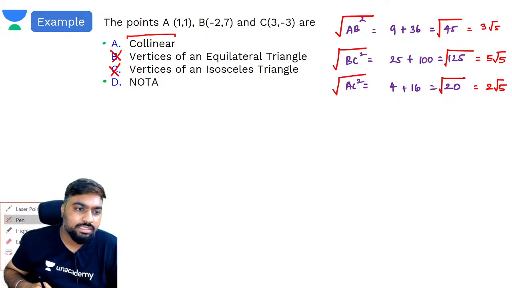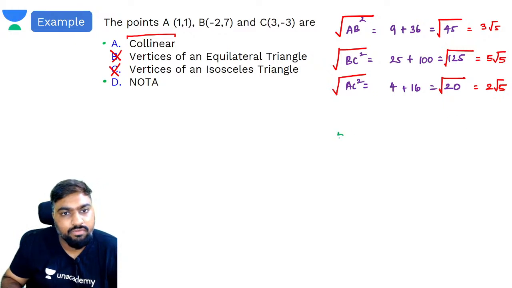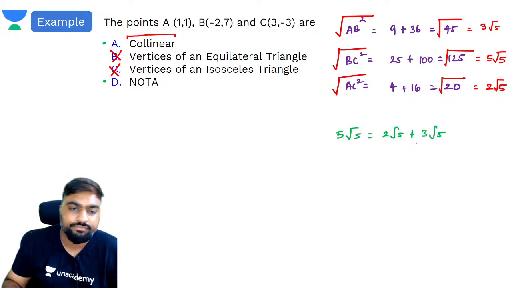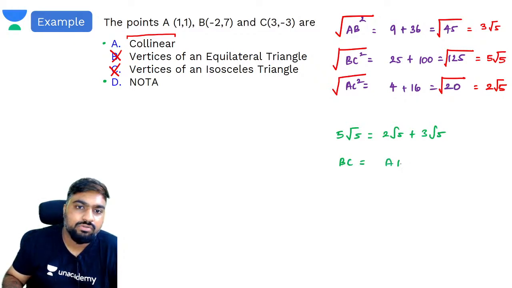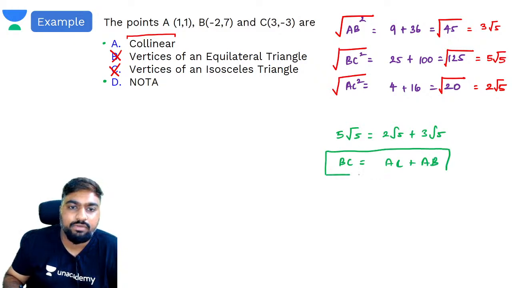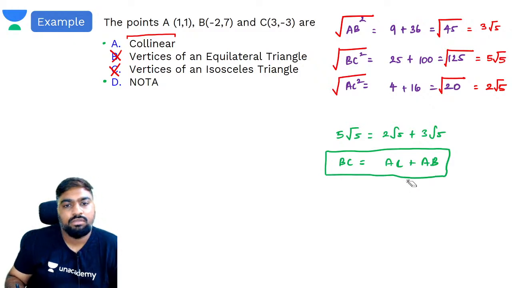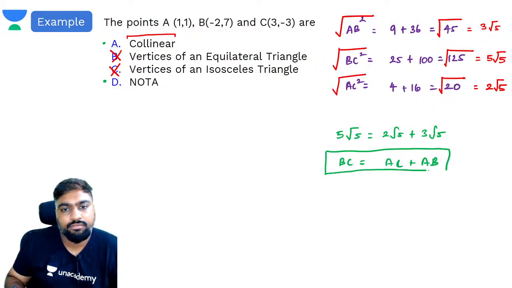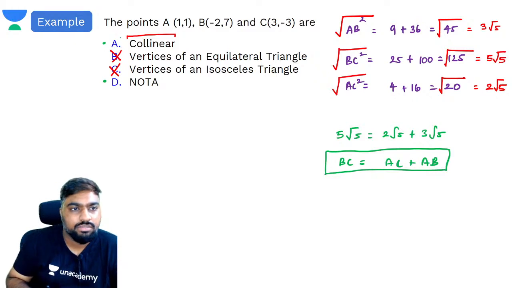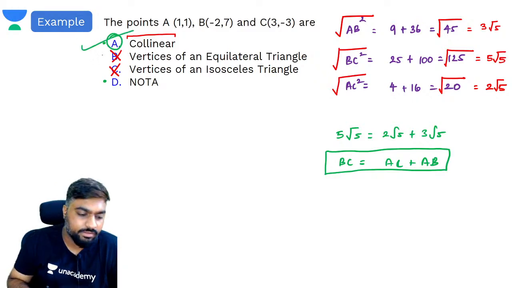So what do you notice here? You notice that 5 root 5 is equal to 2 root 5 plus 3 root 5, or BC is equal to AC plus AB. What happens when the sum of two distances is equal to the third one? They are collinear. So our answer is option A, collinear. Okay Nalin?